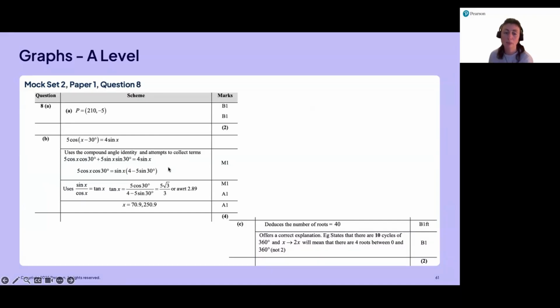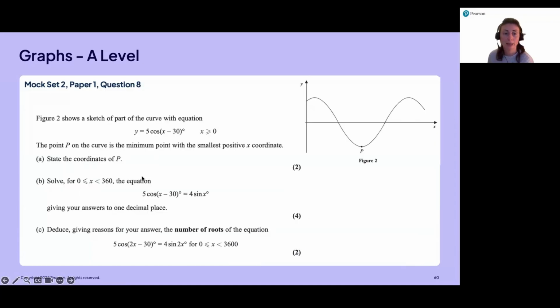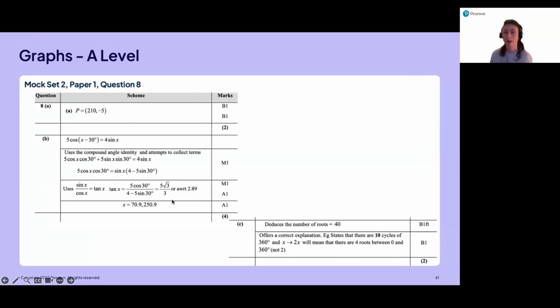So deduces the number of roots is 40 with the correct explanation, e.g. states that there are 10 cycles of 360, and x moving to 2x will mean that there are 4 roots between 0 and 360, not 2. So yes, if you look at the domain in part C, it said x is between 0 and 3,600. That's why they've mentioned the 10 cycles there. Quite a neat question, I thought.